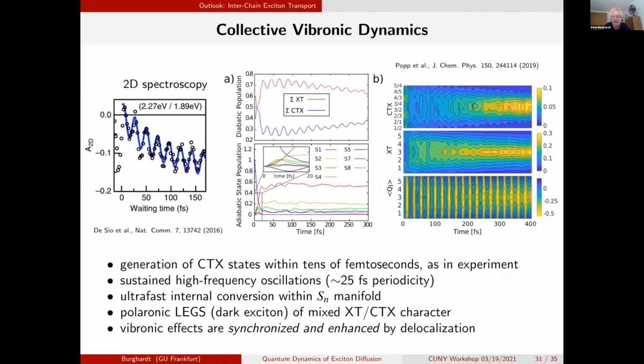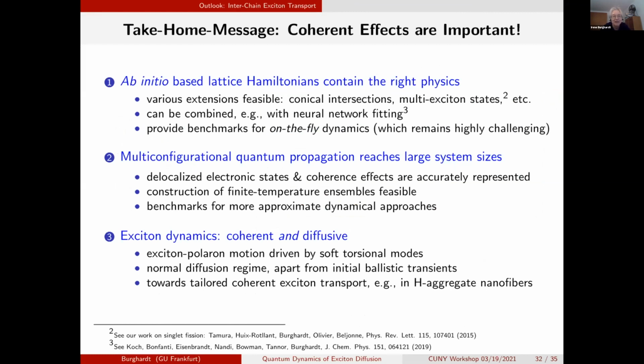But we looked at this at zero temperature, and we can see these extended excitonic species, and we can see the effect of electron-phonon coupling as observed in 2D spectroscopy, actually from the Leonel group. So take-home message: coherent effects are important. We think that these ab initio-based lattice Hamiltonians are actually useful because they carry the right physics and that can be complementary to other dynamics. And importantly, they are compatible with full quantum propagation.